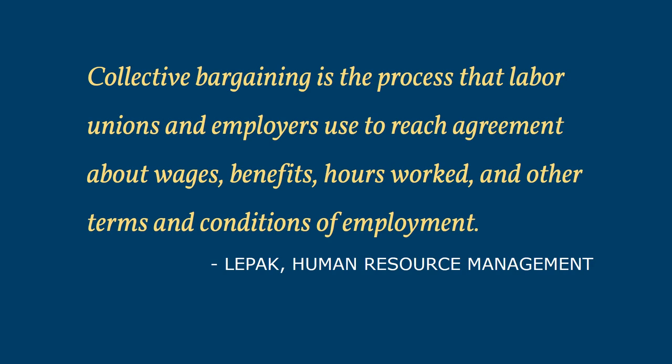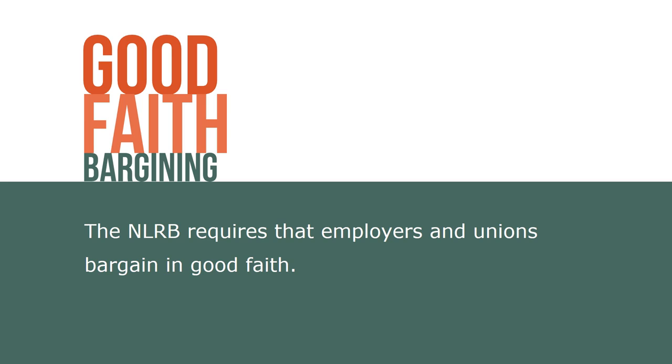Collective bargaining is the process that labor unions and employers use to reach agreement about wages, benefits, hours worked, and other terms and conditions of employment. Let's discuss each next. The NLRB requires that employers and unions bargain in good faith. Good faith bargaining requires the parties to meet at a reasonable time and come to the bargaining table ready to reach a collective bargaining agreement. Mandatory bargaining topics must be negotiated and include compensation and benefits, hours of employment, and other terms and conditions of employment.